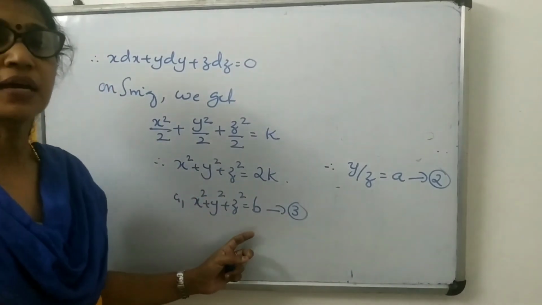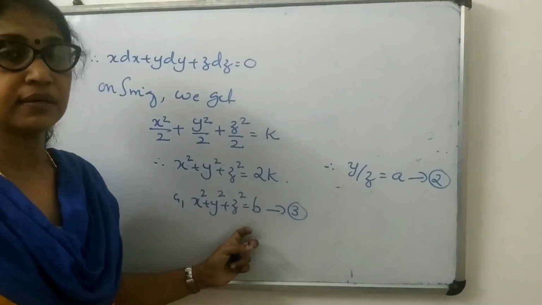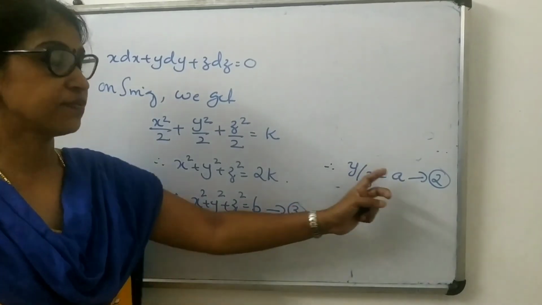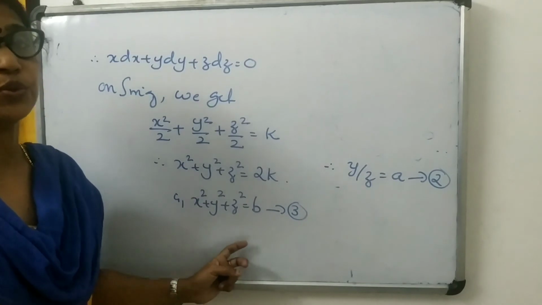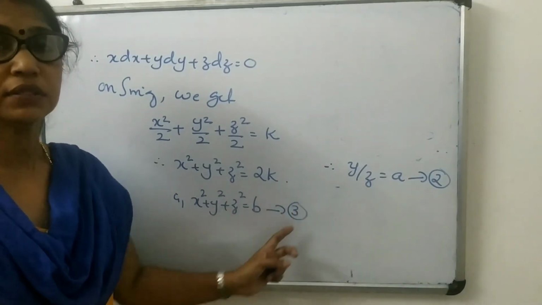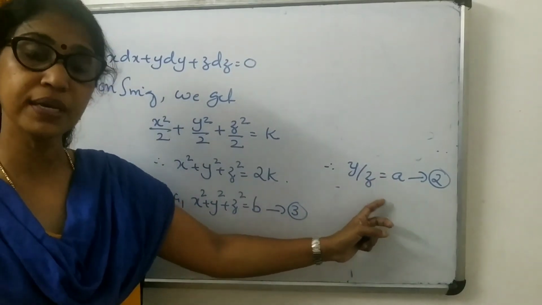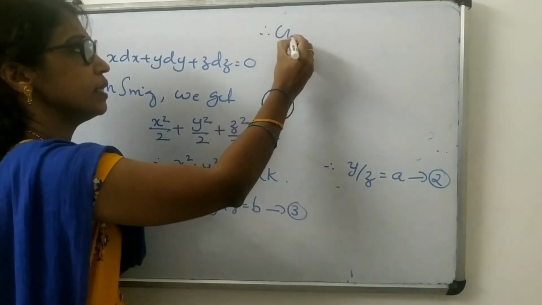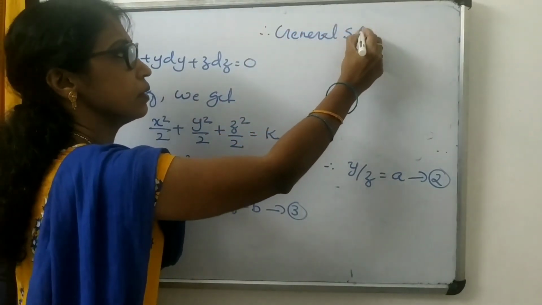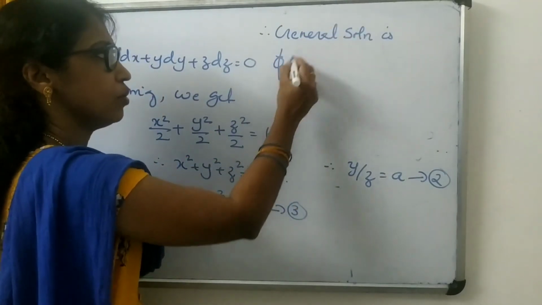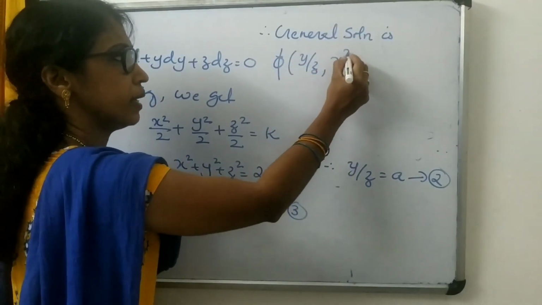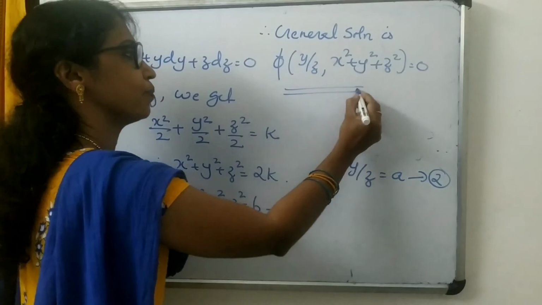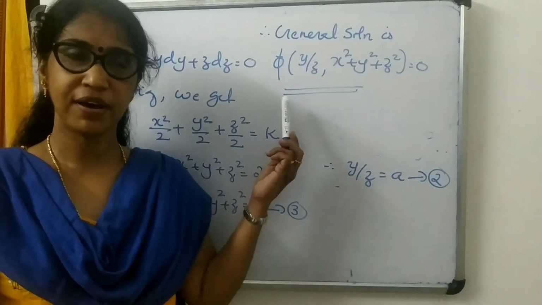Okay, therefore we got the next solution, v is equal to B. So first we got u is equal to A and here v is equal to B. We get both the solutions, one by grouping and the second one by multiplier. Therefore, what is the general solution? The general solution is phi of (y by z, x square plus y square plus z square) is equal to 0. So this is the final result.